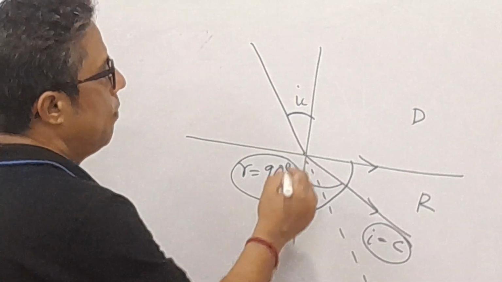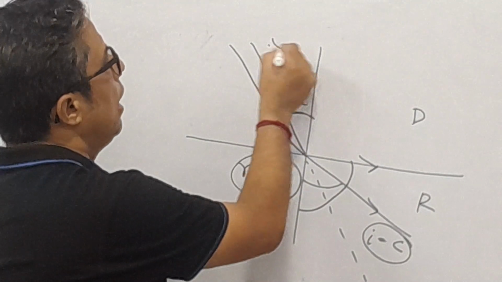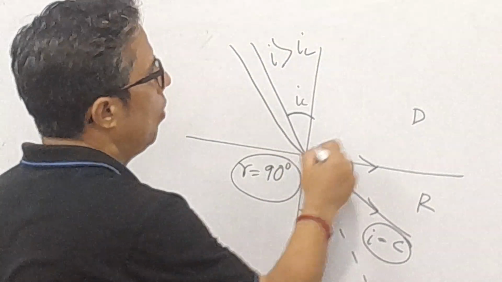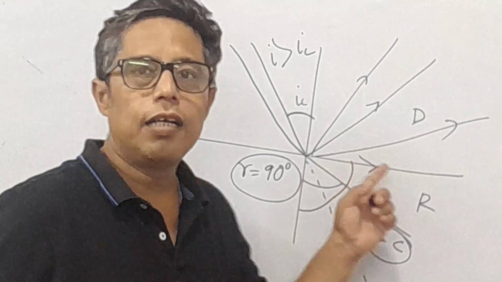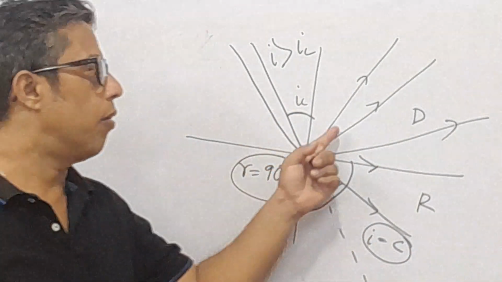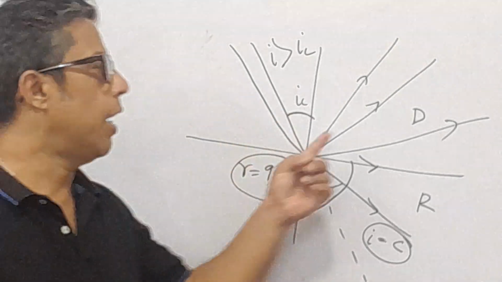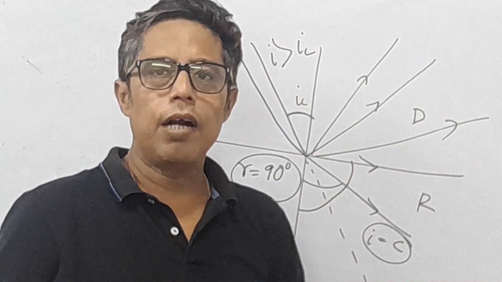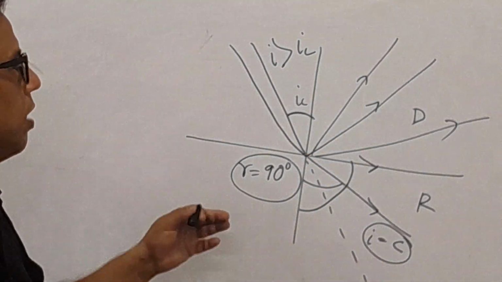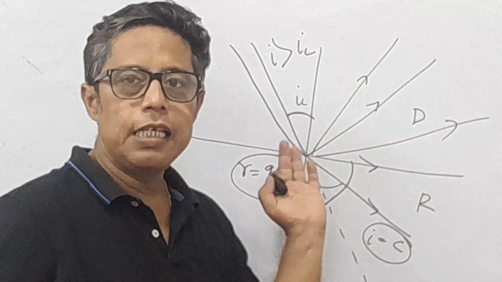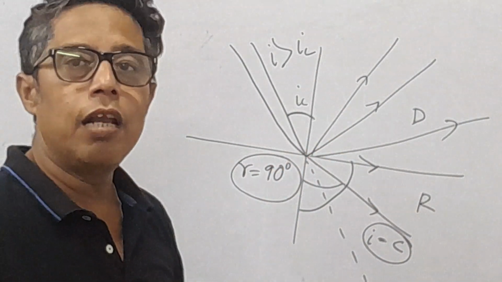Now, it has been observed that if the incident angle i is greater than the critical angle ic, then light will go back into the original medium. It is called total internal reflection. Light is reflected back in the same medium, though it was supposed to refract. This is very important: if the incident angle is greater than the critical angle, light will go back to the original medium.